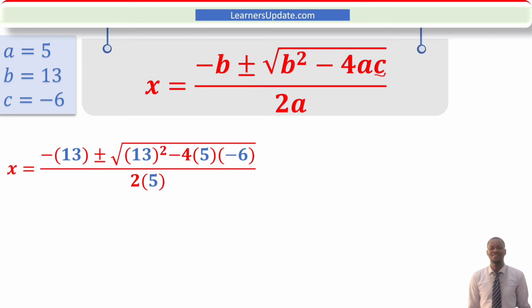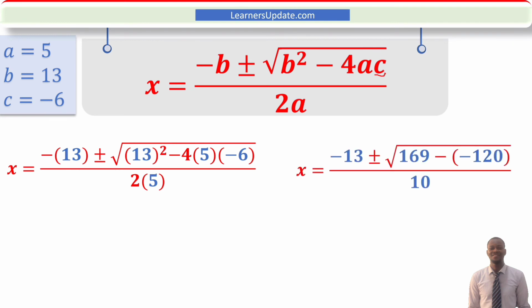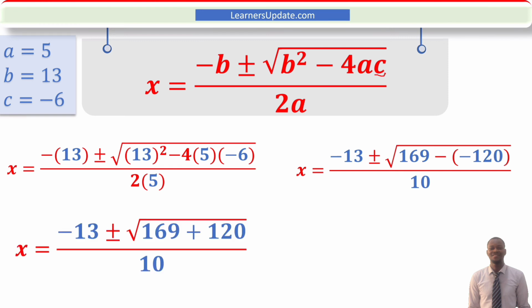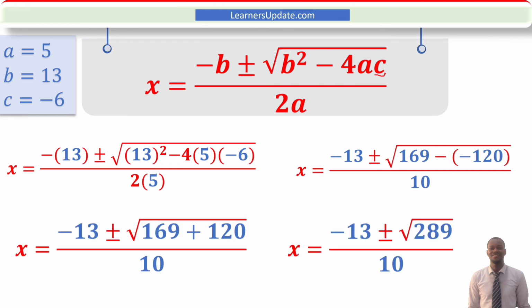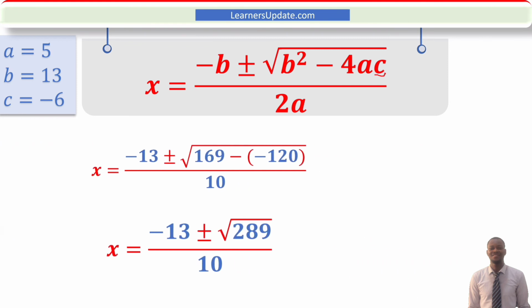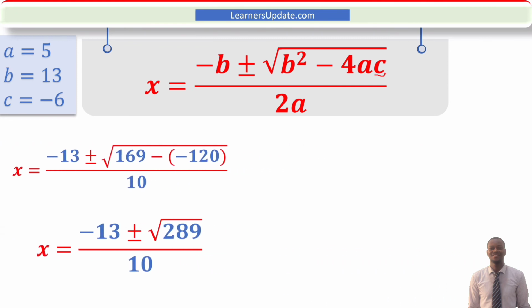Notice that I have carefully substituted for each value of A, B, and C, replacing them respectively with 5, 13, and minus 6. Then we go ahead and simplify our values. This will give us what we have here. Now, we shouldn't have any problem simplifying this, but the real deal is in this next part.